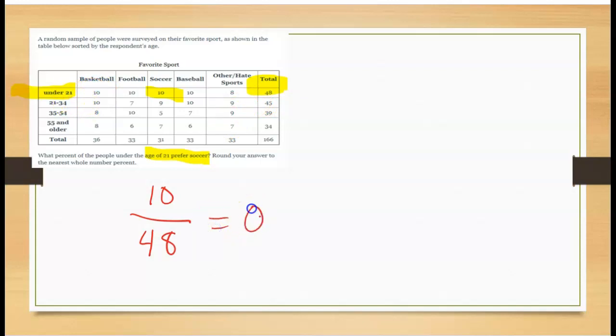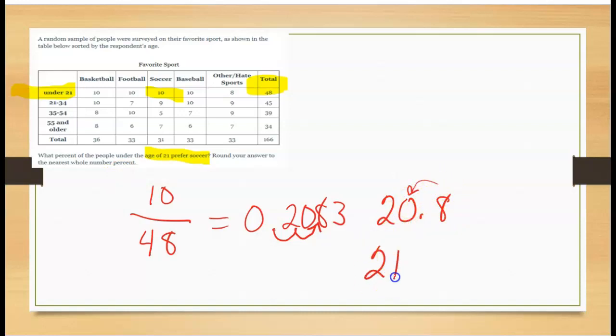When you do that, you end up with a decimal. And in order to change a decimal to a percent, remember you move the decimal 2 places to the right, which would be 20.8. It did tell us to round this to the nearest whole number, so that 8 is big enough to change that 0 to a 1. So 21% of people under the age of 21 have soccer as their favorite sport.